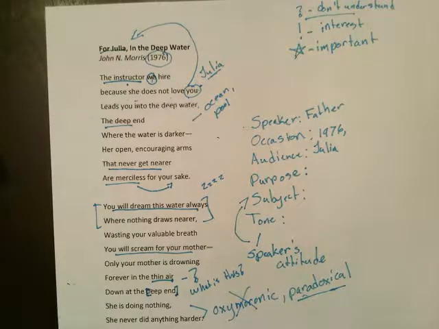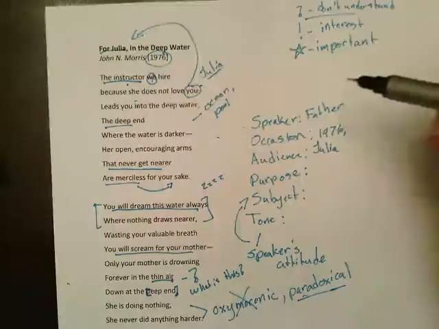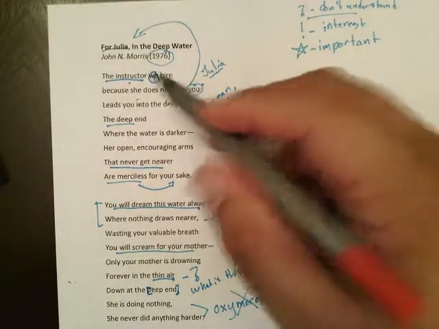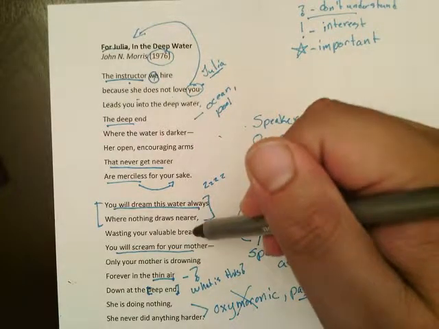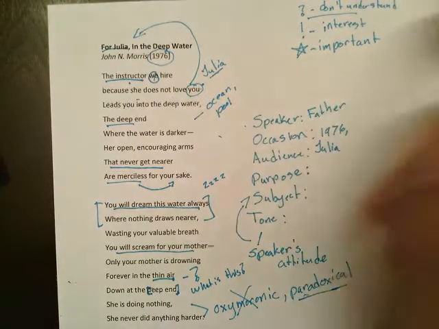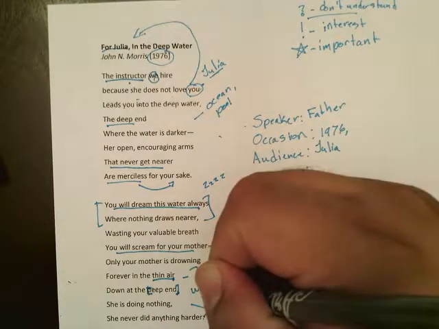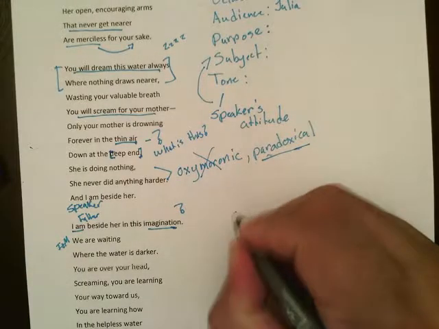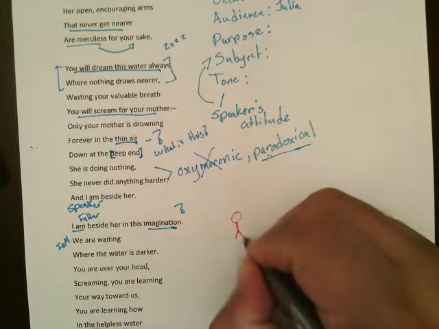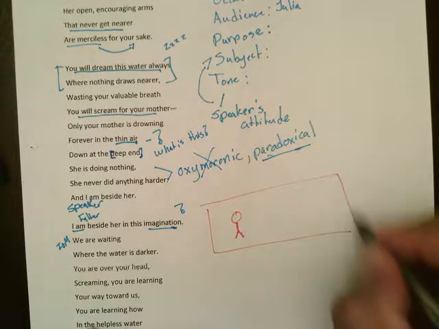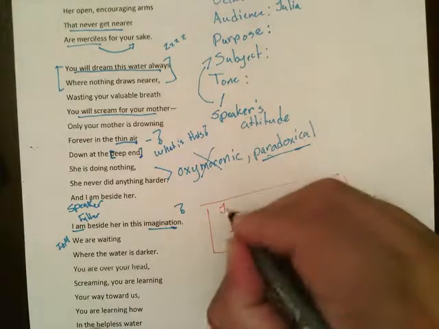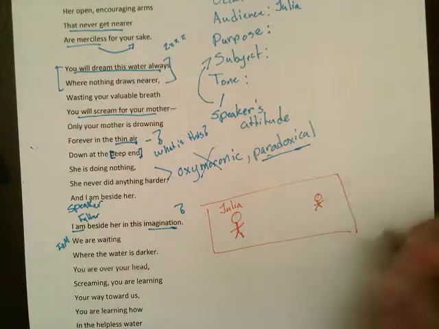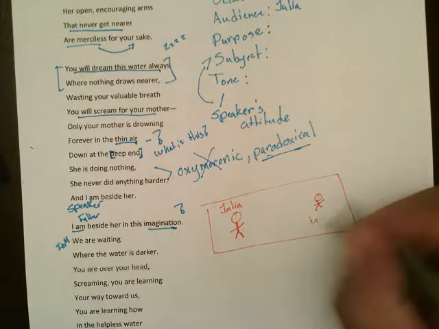So let's look. The instructor we hire because she does not love you leads you into the deep water. Okay, so earlier in this we have the instructor. In the middle we have something here about this water in the deep end, and she's leading you into the deep water. So in my mind here, this is starting to make more sense. I see a pool. I think this is Julia. And here's a person over here. And this is what I'm thinking. This is the deep end, right?